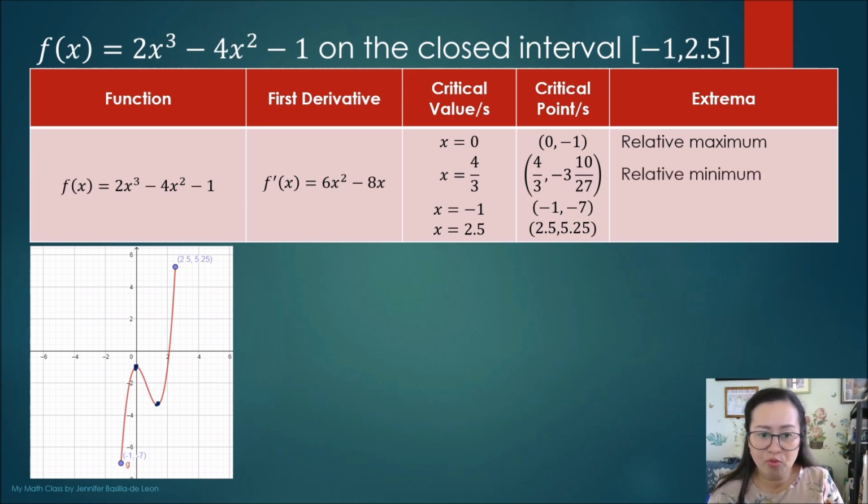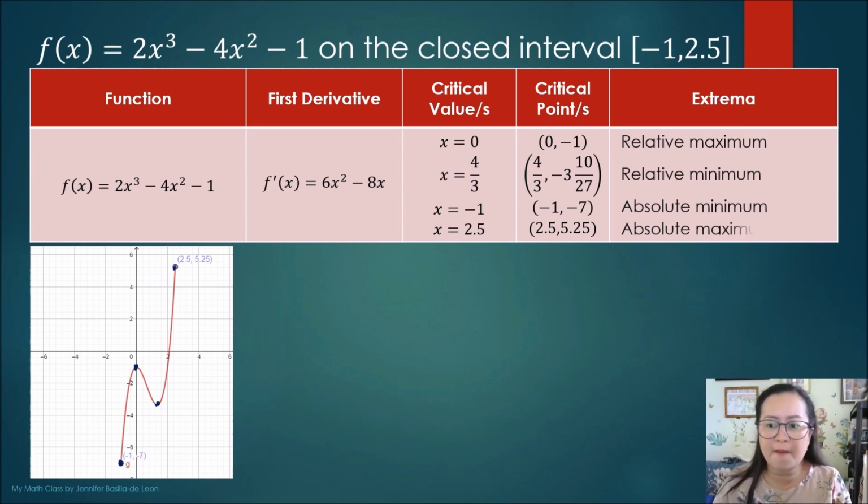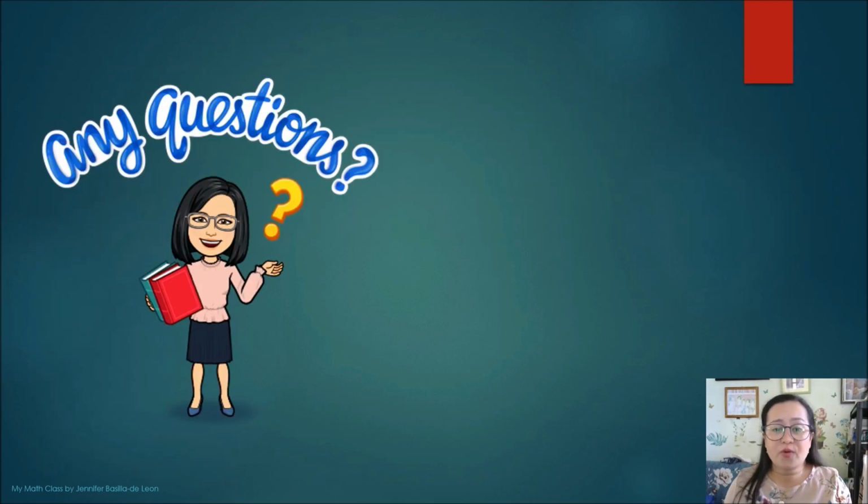And then we have the endpoints. At -1, -7, we can see that this point is the lowest point on the graph, so we can say that this is the absolute minimum. And on the other hand, 2.5, 5.25 is the highest point, so we can say that this is the absolute maximum. Are there questions? If there are, kindly type in the comment section, and once I have read the comment, then I'll respond to your questions.